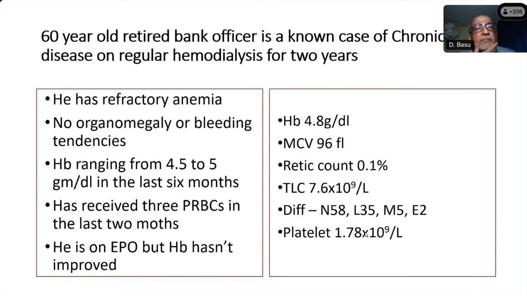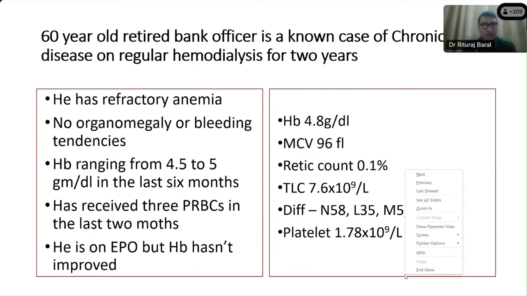This is a case of a 60-year-old retired bank officer, known case of chronic kidney disease on regular hemodialysis for 2 years. He had a refractory anemia. There are no organomegaly or bleeding tendencies. Hemoglobin ranges from 4.5 to 5 gram per deciliter in his last 6 months, and he has also received packed red blood cells in the last 2 months. He is also receiving external erythropoietin, but hemoglobin has not improved.